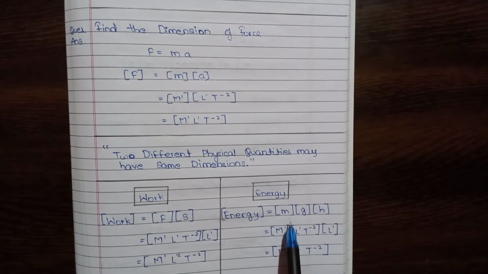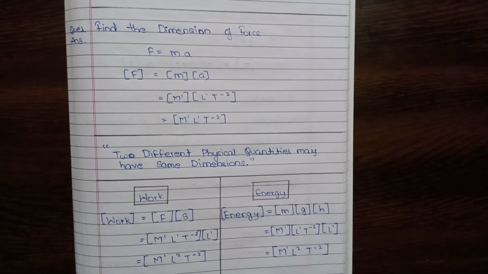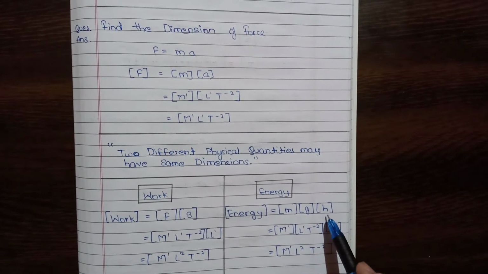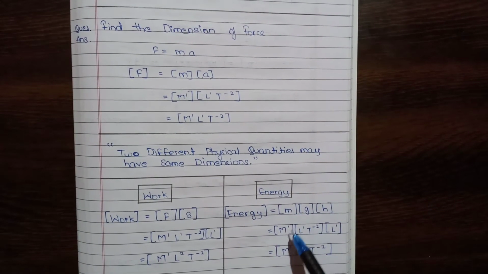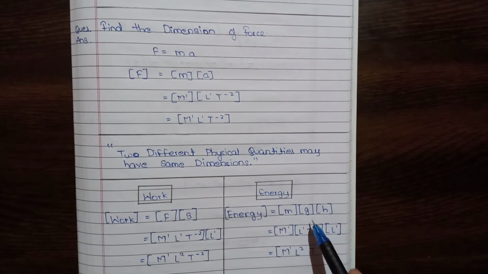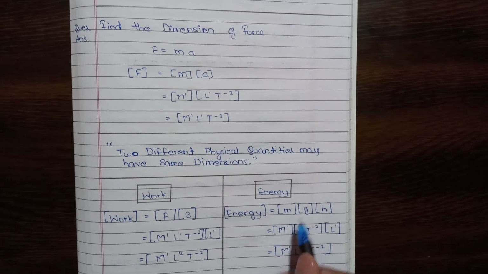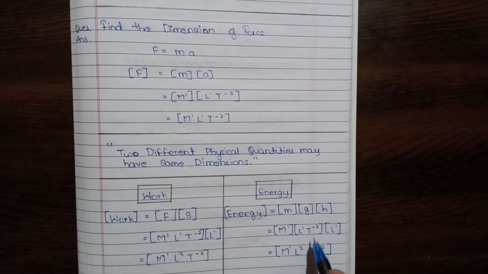So now m is nothing but mass, so we took m1. Small g is nothing but acceleration due to gravity, and h is nothing but height. So in the place of m, mass, we took m1. G, acceleration due to gravity, is nothing but acceleration. As we had found the value of acceleration, we'll write L1 t minus 2. And h, height, we'll write as length L1. And we'll add them. So what it will be: m1, L1 plus L1 equals L2, and t minus 2 as it is.